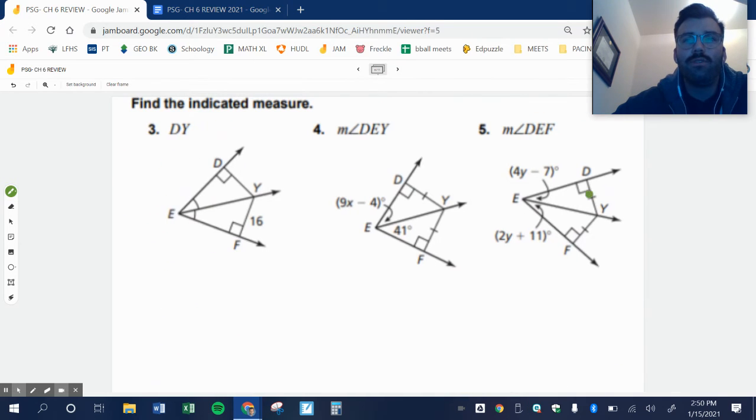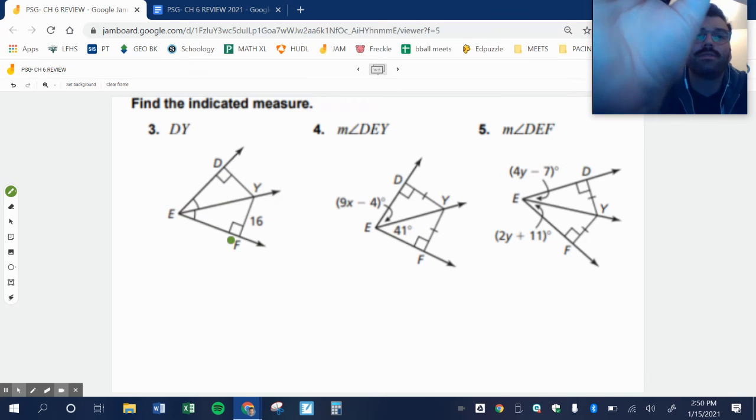I'm going to do 3, 4, and 5 as well because they go quick. This is an angle bisector theorem problem. We have 2 congruent angles. I have 2 right angles. That tells me that both of these segments must be congruent. So DY is 16.